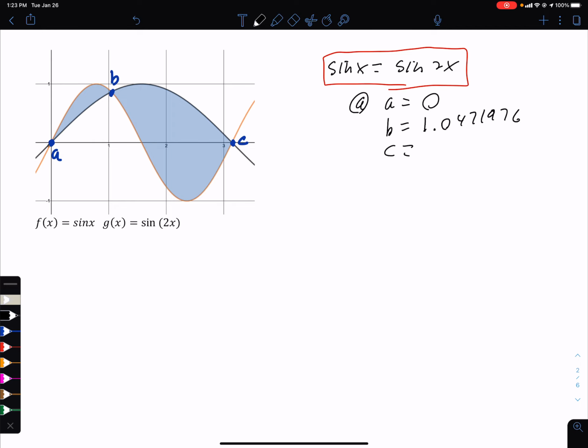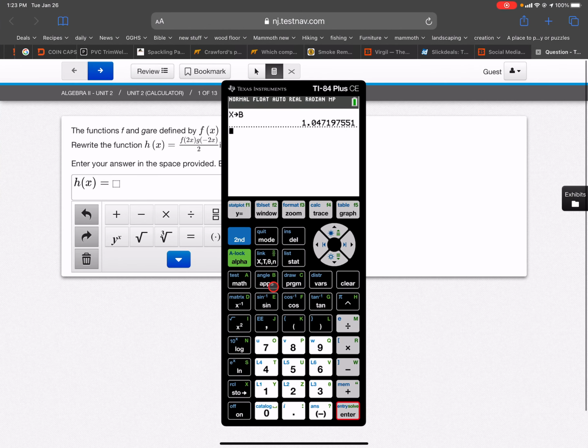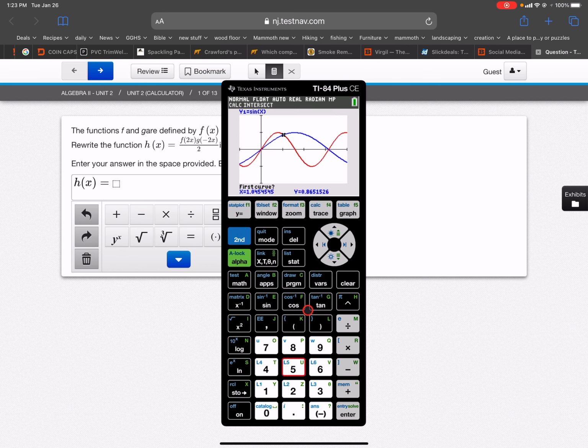1.0471976. And we have one more to find, which is C. So I'm going to go second calc, intersect. First graph is blue, y1, yes. Second graph is y2, yes. Guess. Looks like about 3. I'm going to hit 3, enter. And it's 3.1, that's pi. That's pi. So the answer is actually pi. You could put 3.1415927. That's fine.